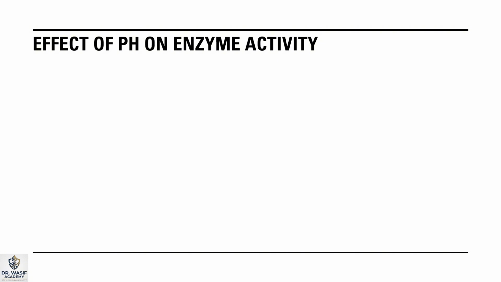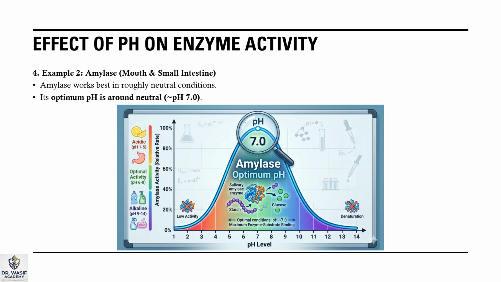While the stomach is acidic, other parts of your body are much milder. For example, take amylase. This is the enzyme in your saliva. Amylase works best in roughly neutral conditions. Its optimum pH is around pH 7. Now, take a closer look. The optimum pH for pepsin is 2.0. It means that it works best when the pH is 2. But amylase works best at pH 7. This is why the chemistry of your mouth is kept very different from the chemistry of your stomach. It is all about providing the right home for the right enzyme.